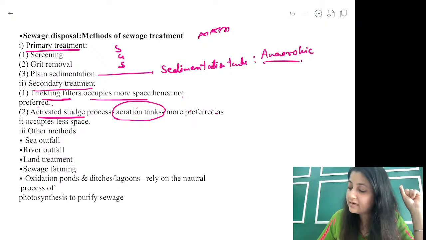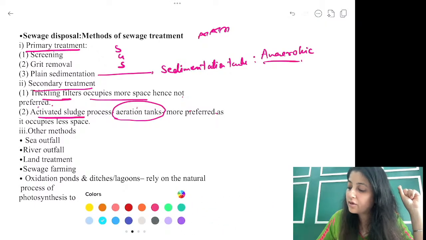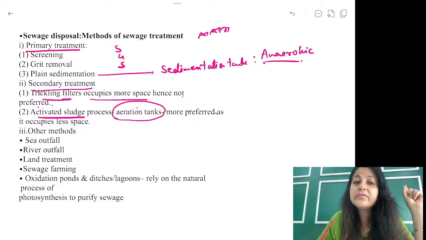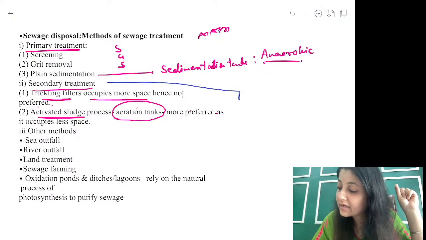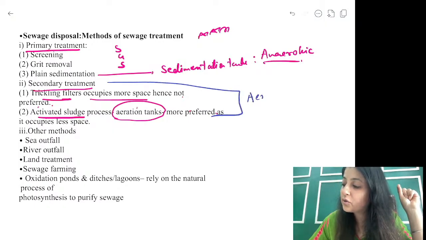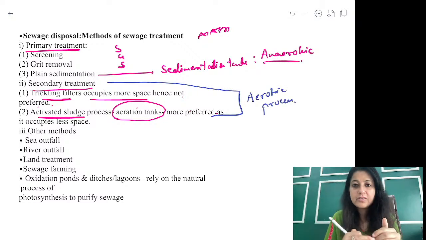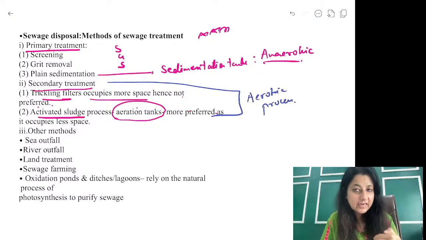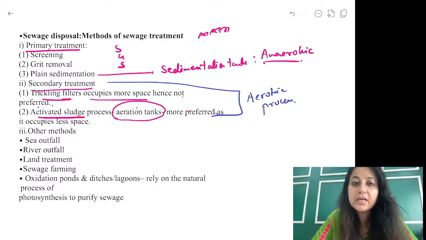But the question that comes is, what is the process that is undertaken in secondary treatment? So for secondary treatment, we have which process, guys? Aerobic process. In primary sedimentation tank, it is anaerobic. For secondary treatment, it is which process, everybody? Aerobic. And which one do we prefer? Activated sludge process. Am I clear?